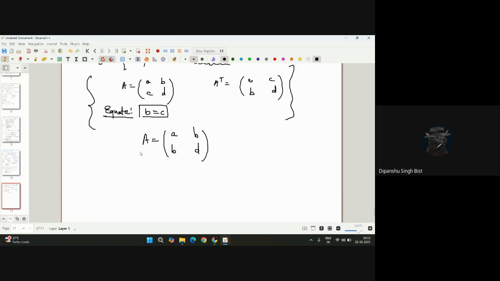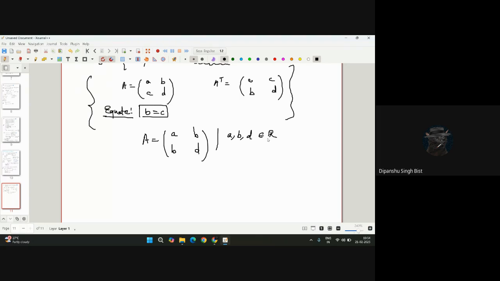Okay. So this is how you choose your A. Now this A can take any value for A, B, C, D. A, B, C, D can be any real number. Okay, so how are you going to find the basis of it?